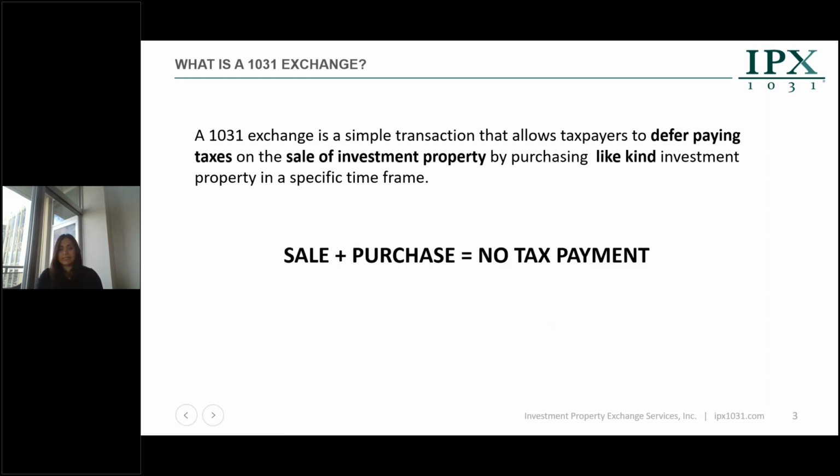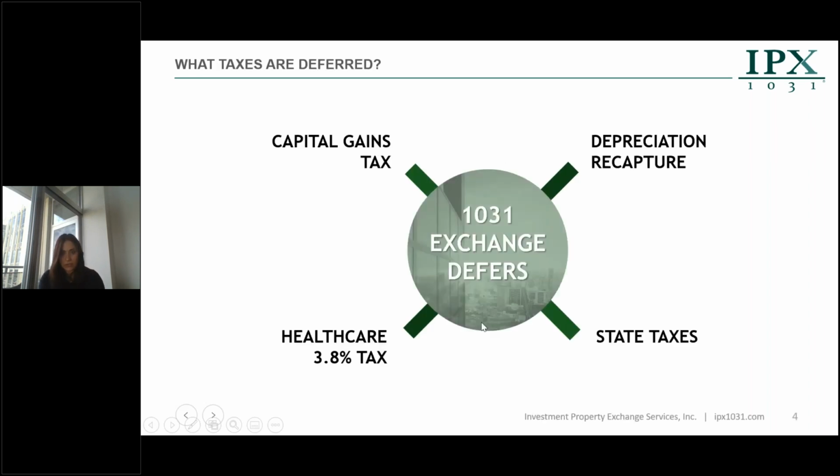So very simple. Let's say Leslie purchased an apartment building 3 years ago for $500,000. She's now selling that apartment building for $800,000. The government is, of course, going to tax her on the $300,000 profit that she made. In order to defer that tax payment, all that Leslie has to do is buy another apartment building or buy another piece of investment property. That's really all that a 1031 exchange is. It's a sale plus a purchase equals a tax deferral. So that's really just the definition of a 1031 exchange.